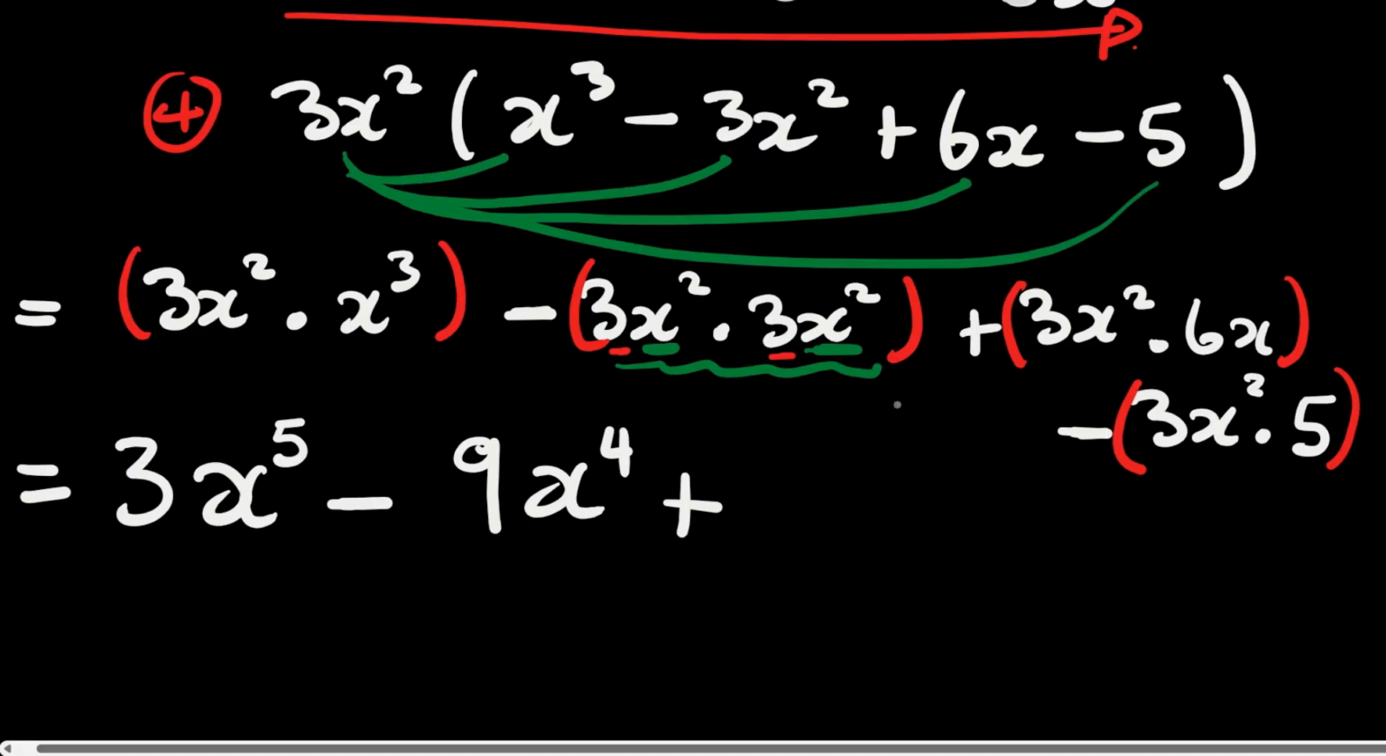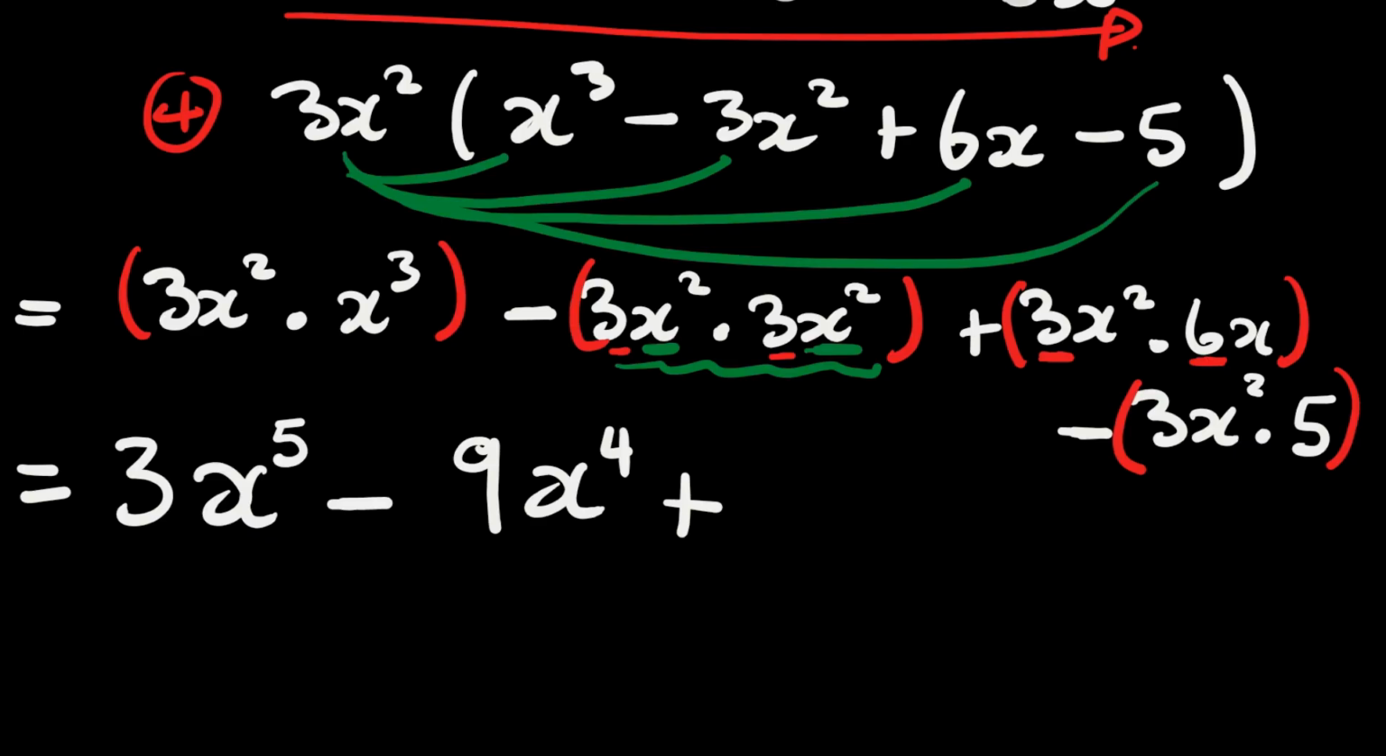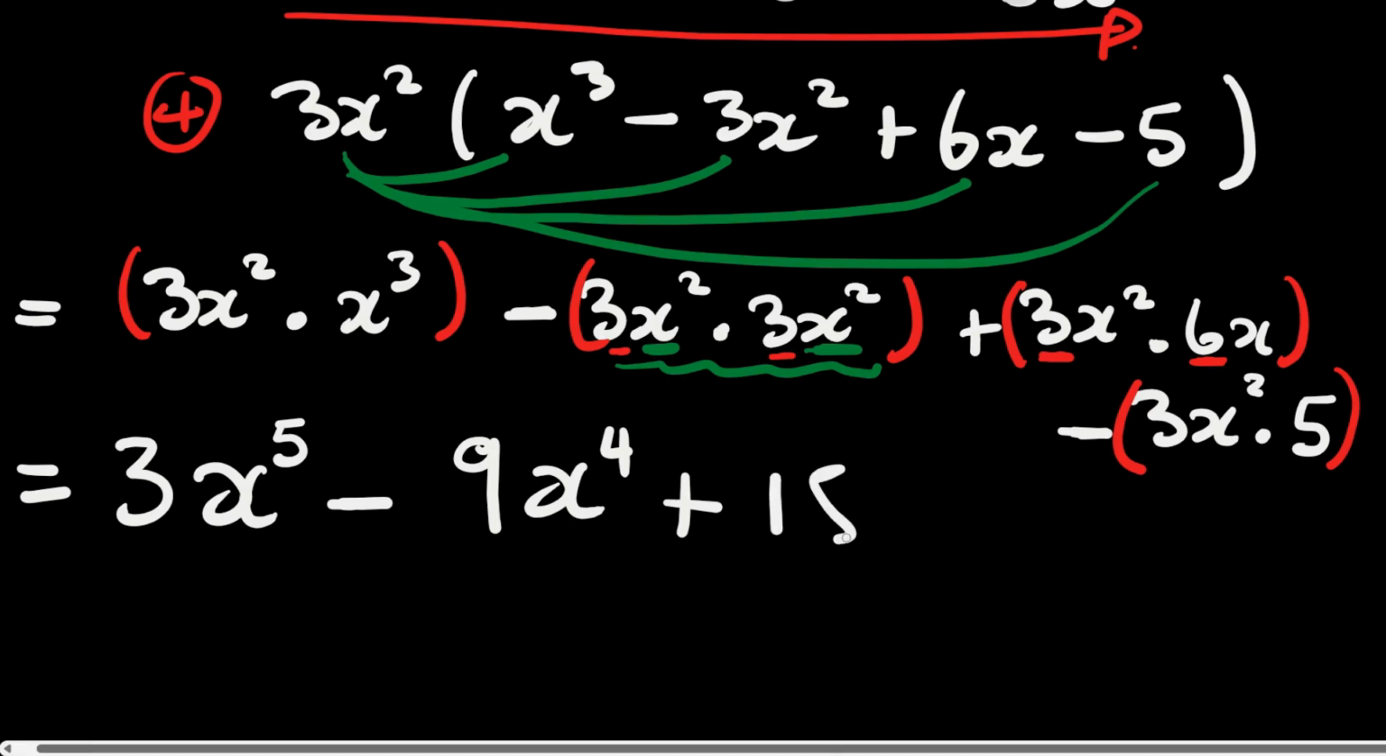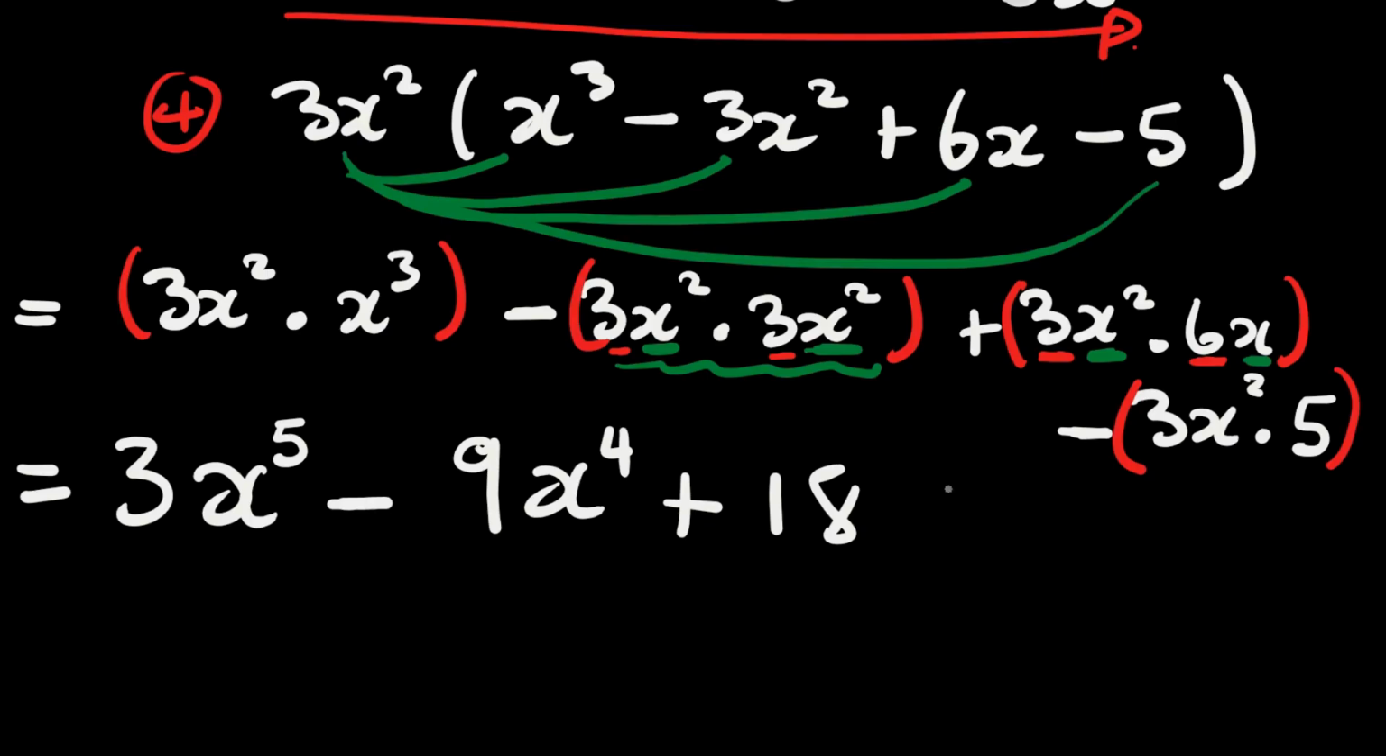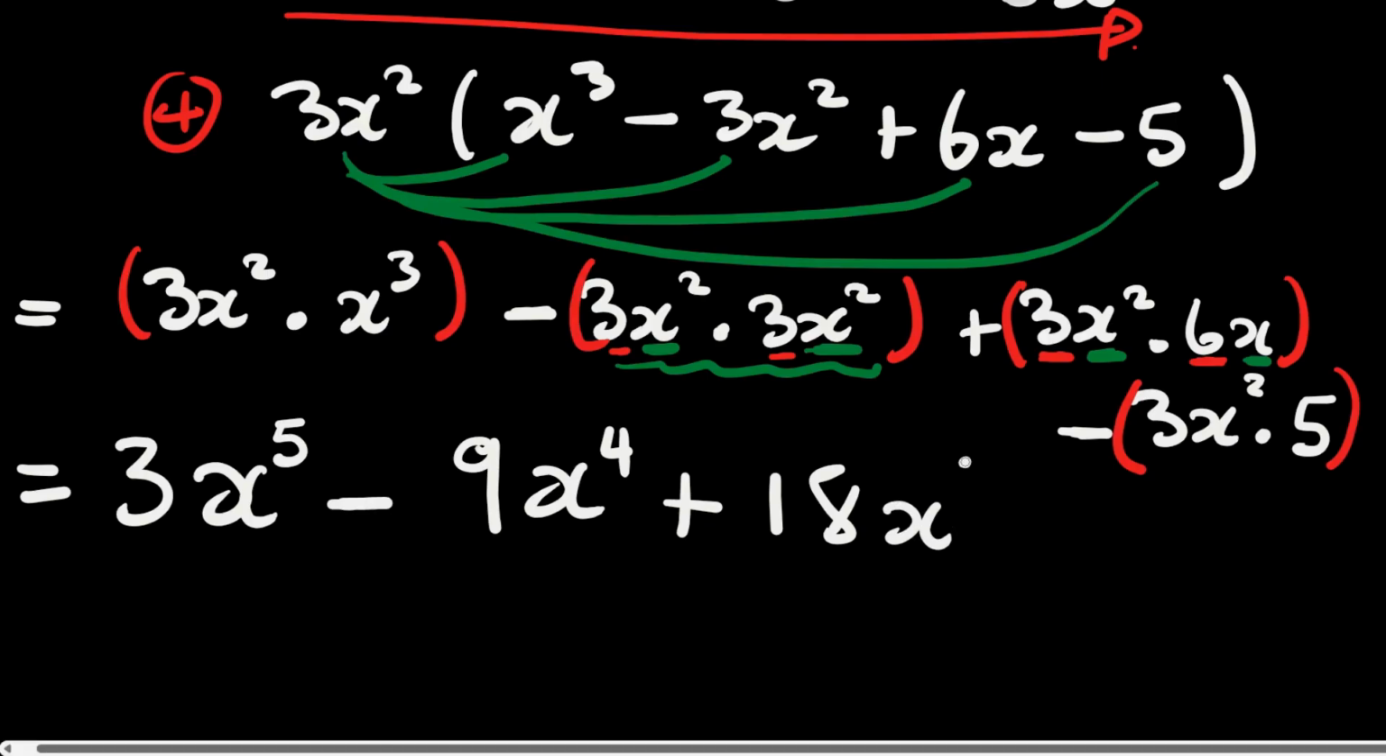This is plus. Next bracket, we're multiplying 3 times 6, which is 18. The next, we multiply x squared multiplied by x. Then this is x to the power of 2 plus 1, it's 3.